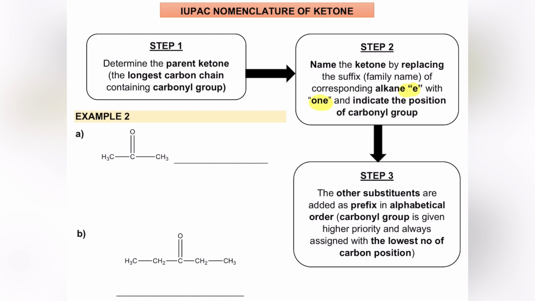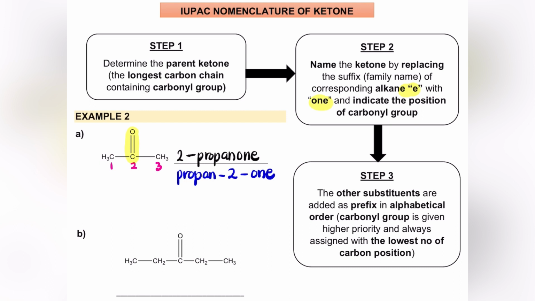Let's try a few examples from example 2. So right now you have this one. This structure has 3 carbon atoms. So I'm going to give the numbering. This is first, second and third. And you have the carbonyl group in the middle at the second carbon. So the name will be 2-propanon. Or you can also write it as propan-2-on. So both of them are acceptable.